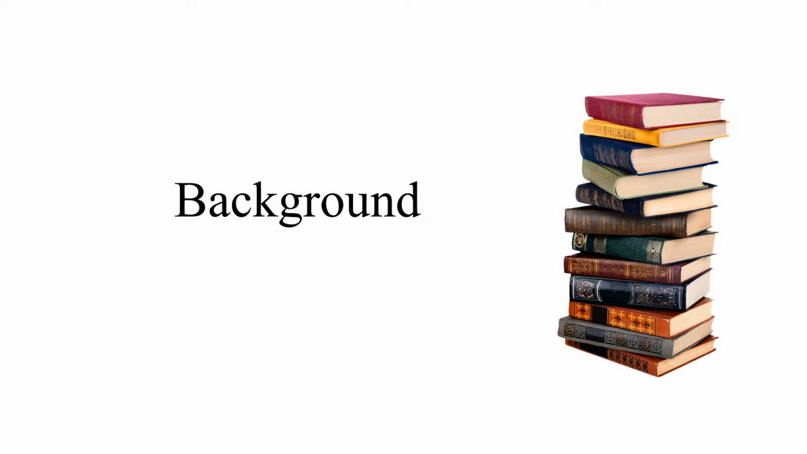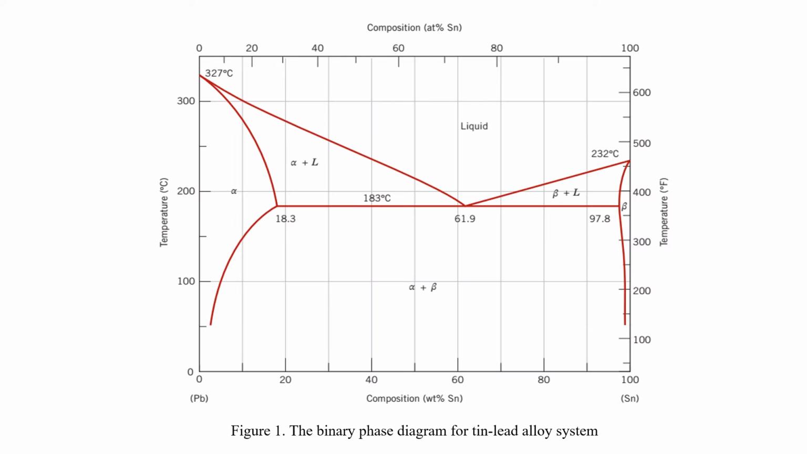Background. Lead-tin alloy is a binary eutectic system that gives one of the simplest binary phase diagrams, as shown in Figure 1. The phase diagram describes the state of the phases at different temperatures and compositions.